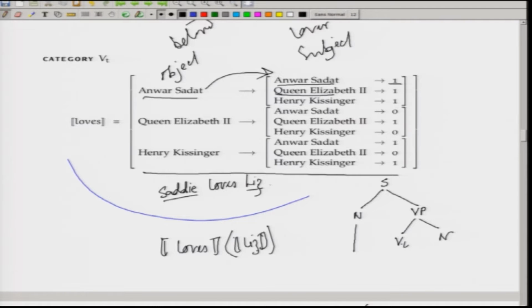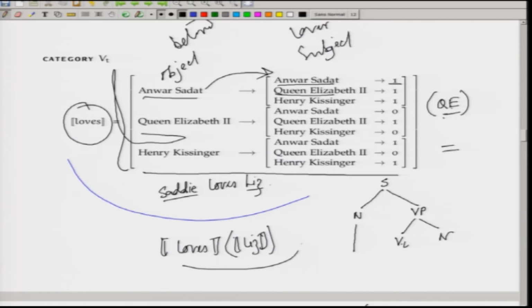So, what is Liz? Liz is nothing but Queen Elizabeth, this Queen Elizabeth II, and what is the result? This entire function takes this as an argument. Imagine that this is not there, we are just talking about this. So, this is loves, which is a function, takes q e as an argument, and what will it generate? It will generate this thing.